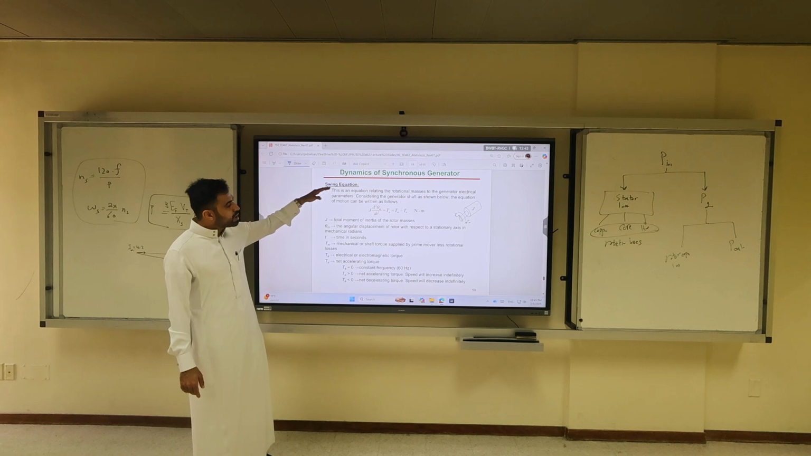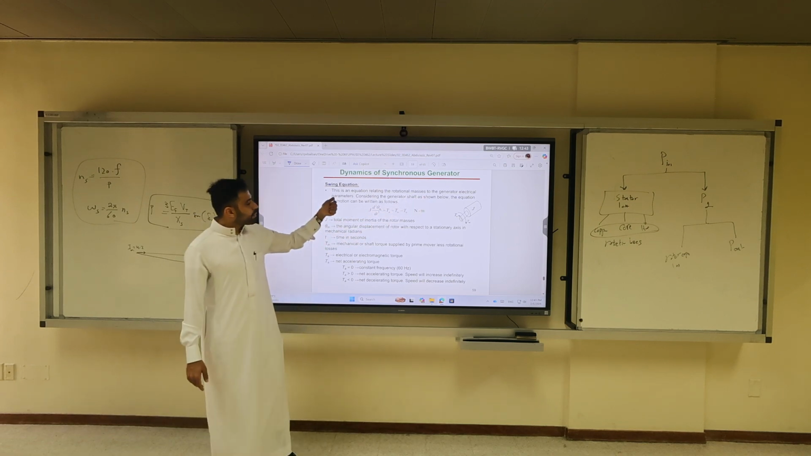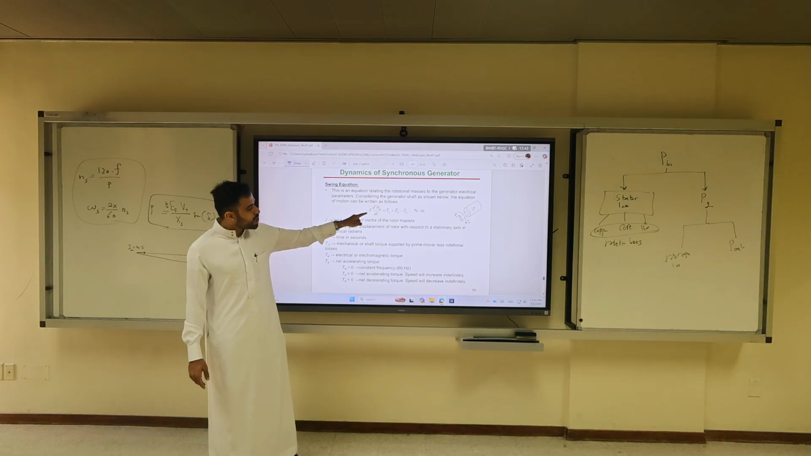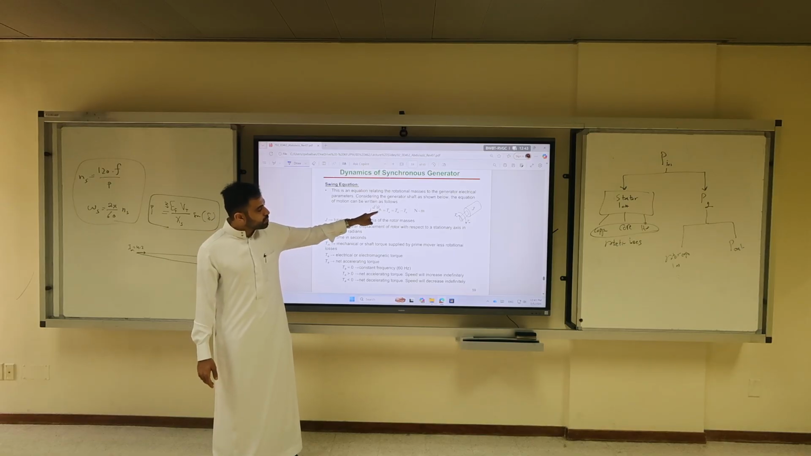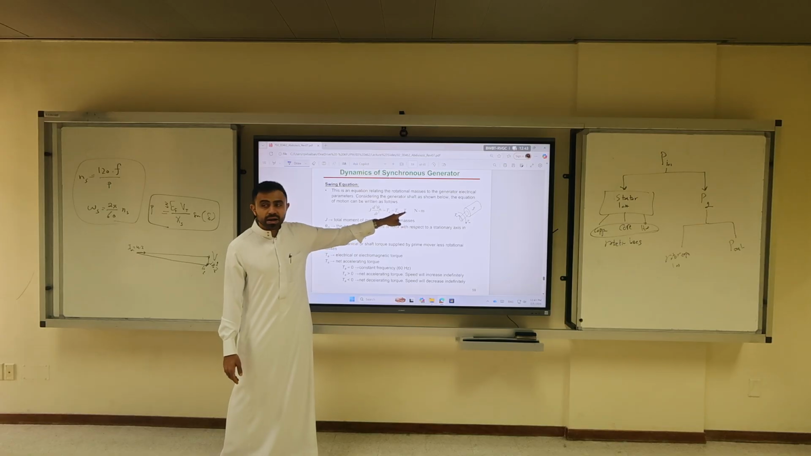So again, the swing equation relates rotational masses to the generator electrical parameters. If you look here, the inertia times the angular acceleration equals the applied torque, which is mechanical minus electrical.